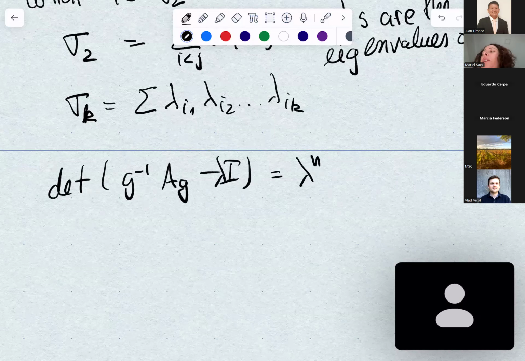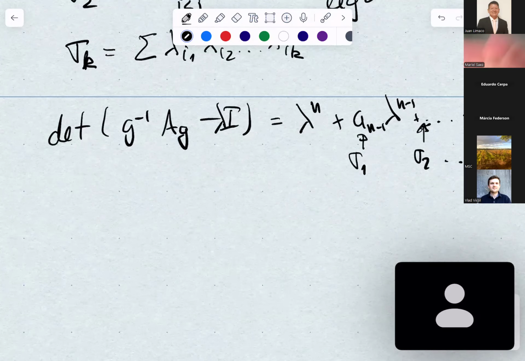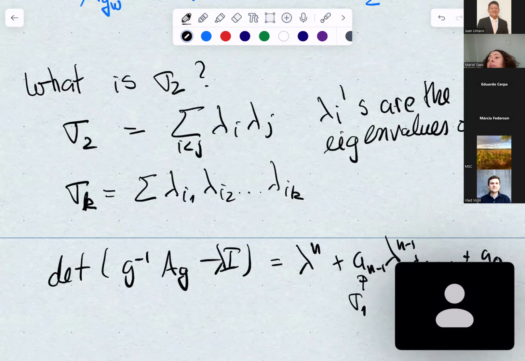You're going to see something like lambda to the n plus a_{n-1} lambda to the n minus 1, et cetera, plus a_0. And this coefficient here is sigma 1, sigma 2, and sigma n. So actually, these are quantities that you can compute in terms of determinants. So it's something that you know what it is, and you can compute an equation in terms of this horrible quantity that you see here.